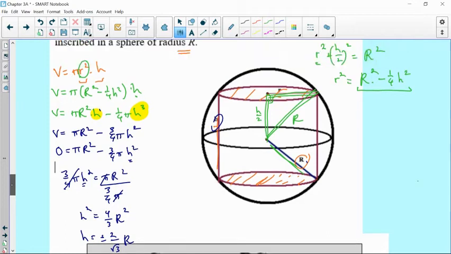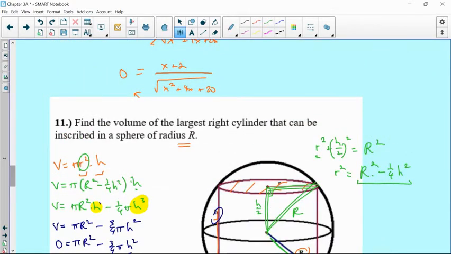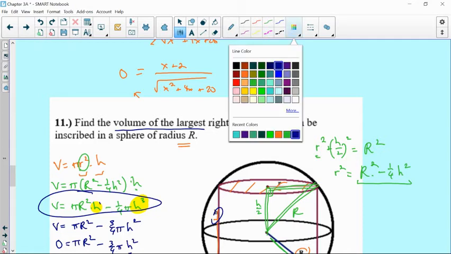Now, it doesn't answer the question though, right? Because the question says find the largest volume. So I actually need to go back and substitute that in. Right here at that moment, I have volume in terms of height. I'm going to go ahead and simplify that.